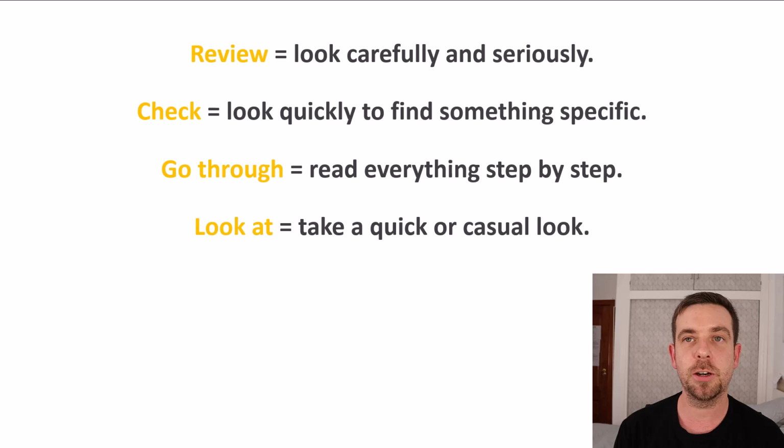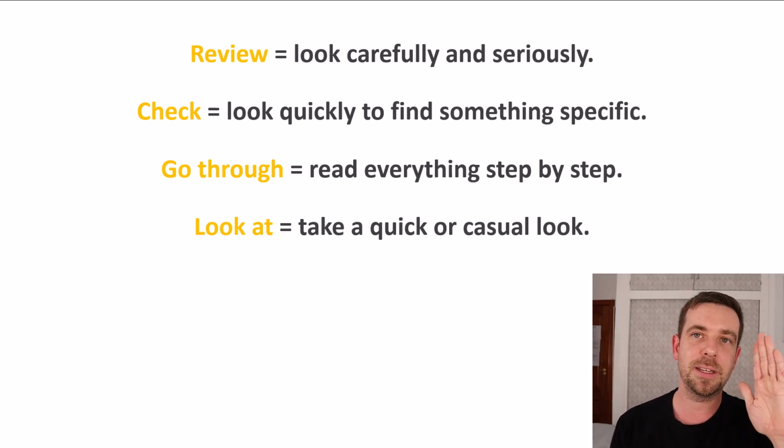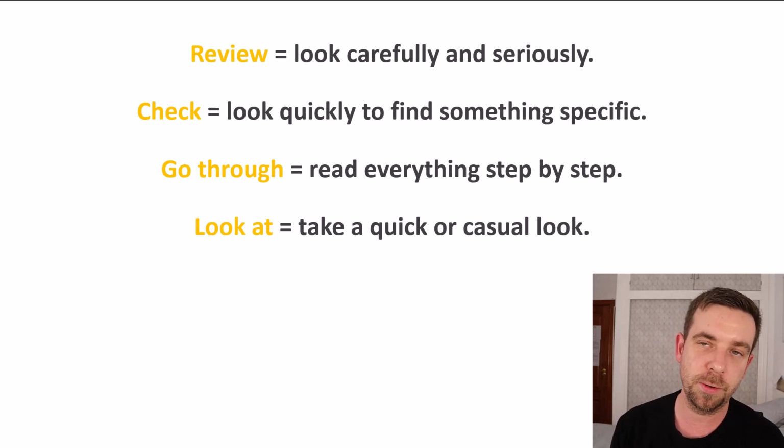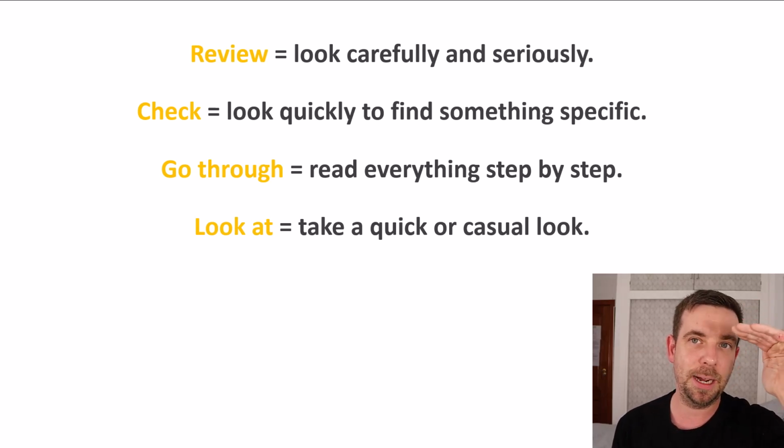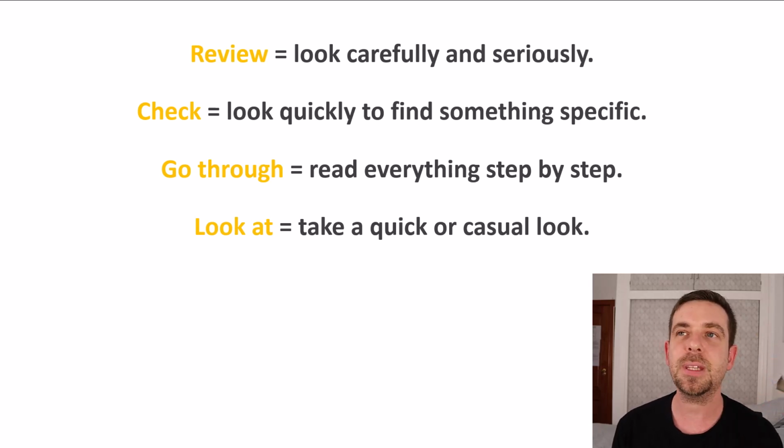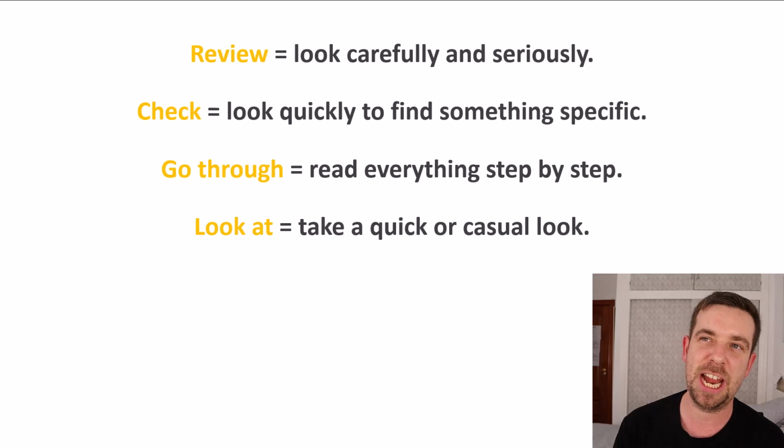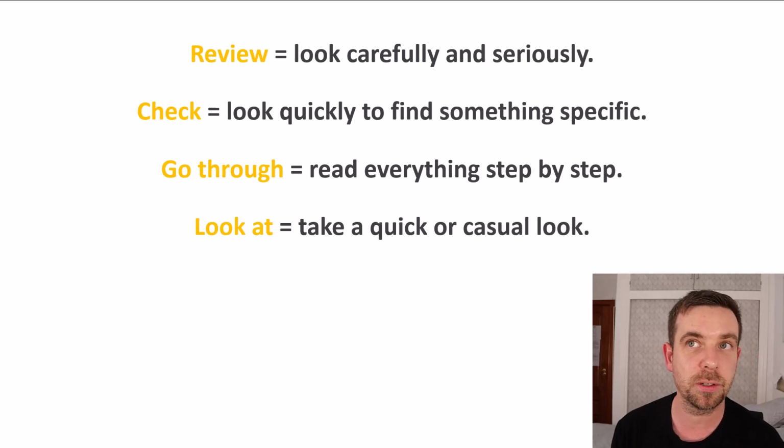Now, with these 4 verbs, we've got review, which is look carefully and seriously. To check is maybe to look quickly to find something specific, so check one thing. Go through is to read everything step by step. You hear this a lot when we talk about go through code. Go through code means you're going line by line by line by line, one by one, and checking, or you need to go through, right? Then look at is similar to check. It's just take a look or a casual look.